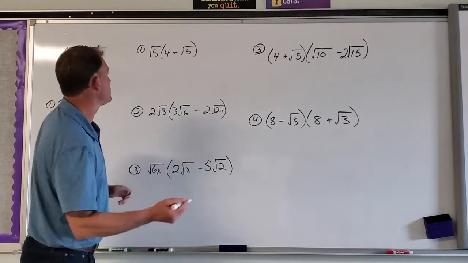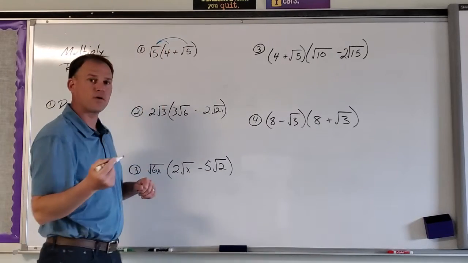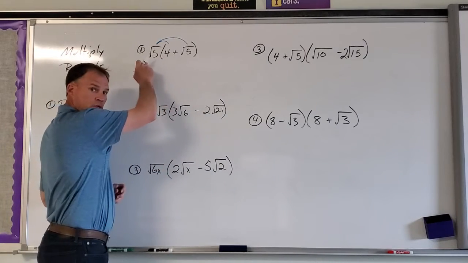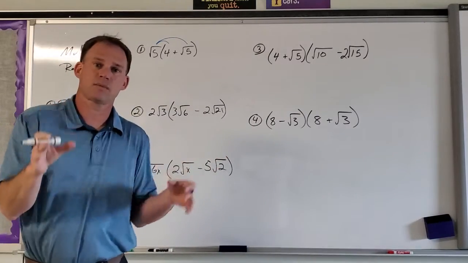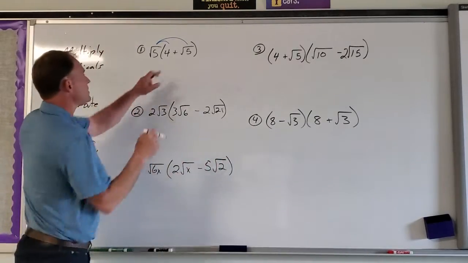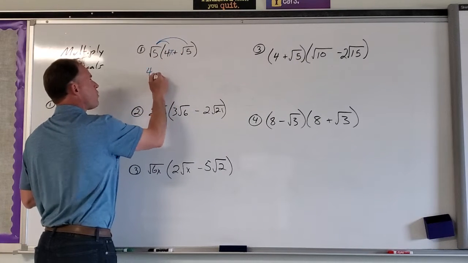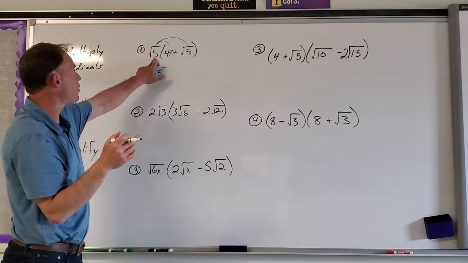All right, so basic distributive property: take the thing on the outside times everything on the inside. Root 5 times 4. So this is a whole number, this is a radical. Remember the rules for multiplication: inside numbers times inside numbers, outside numbers times outside numbers. Well, this doesn't have a radical on it. So this would just be 4 root 5, okay? Because there is no other radical here.